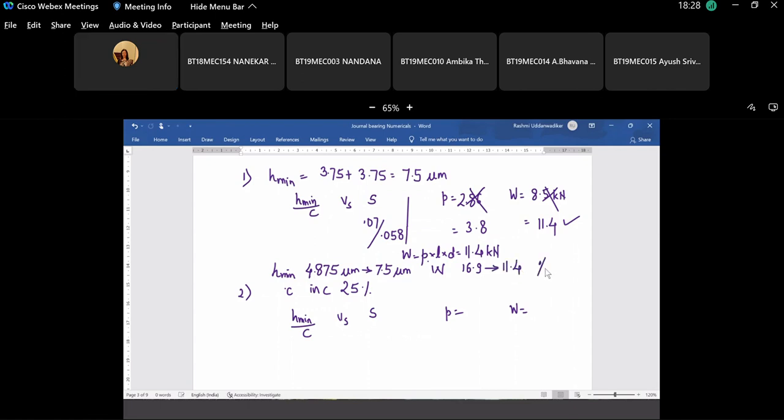So what is the percentage reduction in the load carrying capacity? Give me the percentage reduction. 32.5%. So this is the reduction in the load carrying capacity, which is 32.5%.